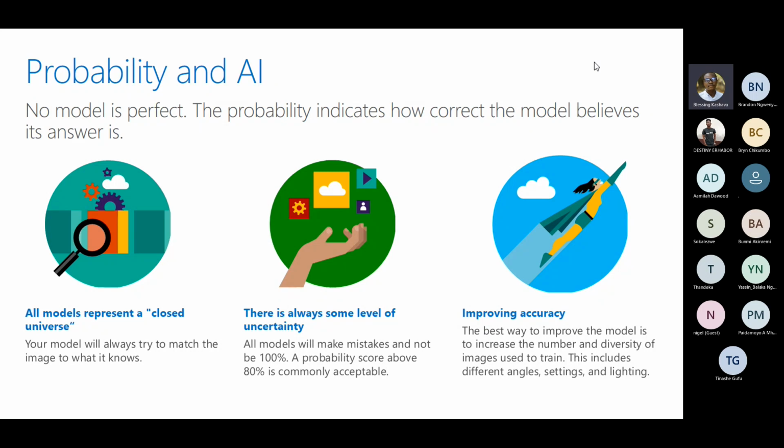The third point suggests that you use different angles, settings, and lightings. And the more images, like I mentioned before, the more images you give to the model, right? It means the higher the probability of it giving you a more accurate result. So yeah.